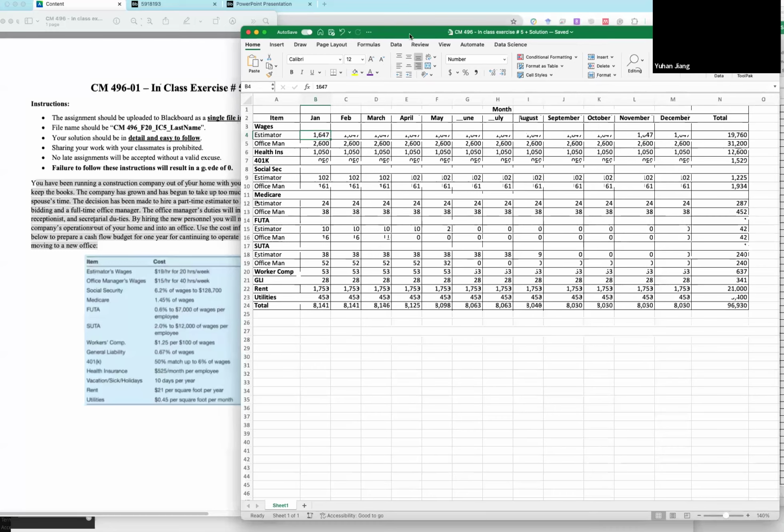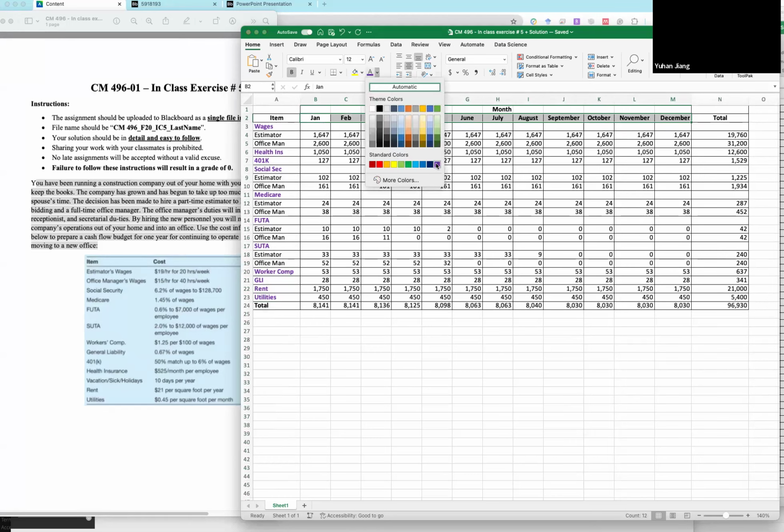So we open this table here. Basically, you will have the items, and the items will be the same as this one: the wage, the health insurance, the 401k, Social Security, Medicare, FUTA, SUTA, workers' comprehensive, general liability, your rental, and your facility. These are the items you're going to take care of. For the year, you will have the months from January, February to November, December.